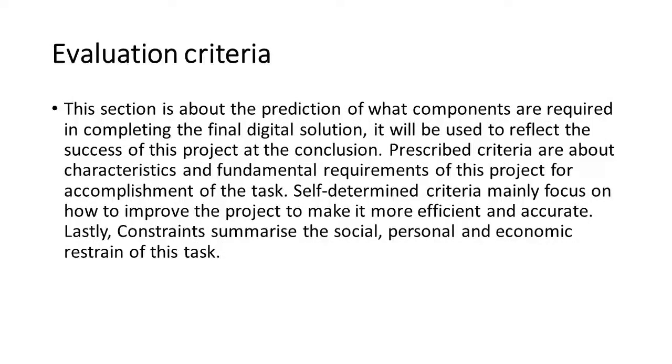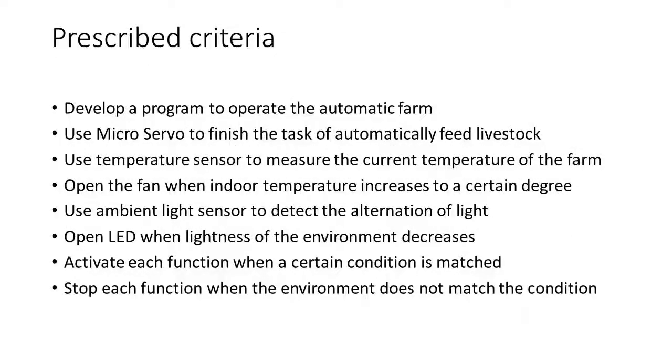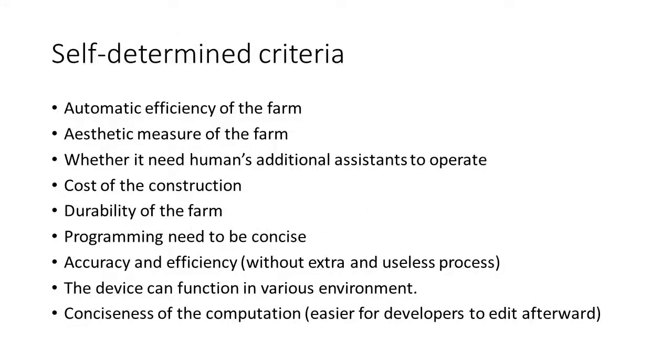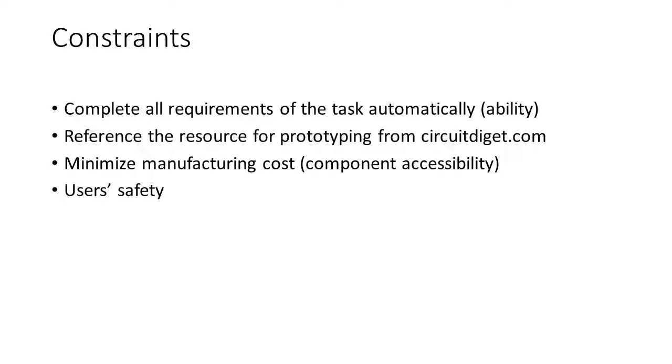Evaluation criteria. This section is about the prediction of what components are required in completing the final digital solution. It will be used to reflect the success of this project as a conclusion. This is a prescribed criteria, which is about characteristic and fundamental requirements of the project for accomplishment of the task. This is a self-determined criteria, which is mainly focused on how to improve the project to make it more efficient and accurate. This is the constraints criteria, which summarizes the social, personal, and economic restraints of the task.